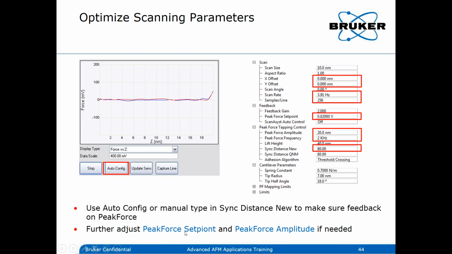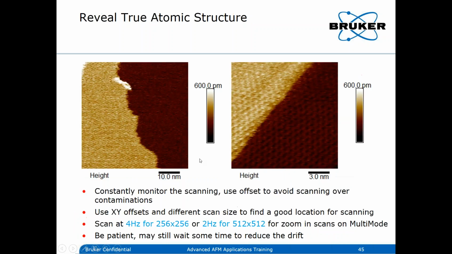And then you can adjust the peak force set point and the peak force amplitude if needed, so make it as small as possible. And then you would scan over your surface and constantly monitor the scanning, and sometimes it's also good to use an offset just to avoid scanning over the contaminations like here. So if you're away from them, your tip stays cleaner longer.